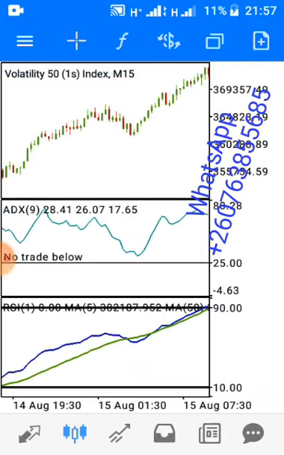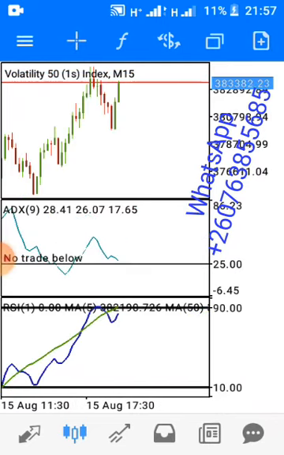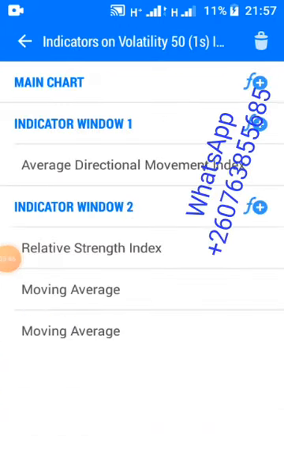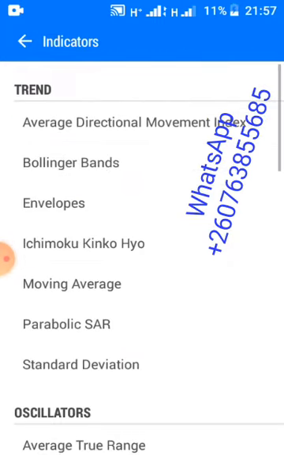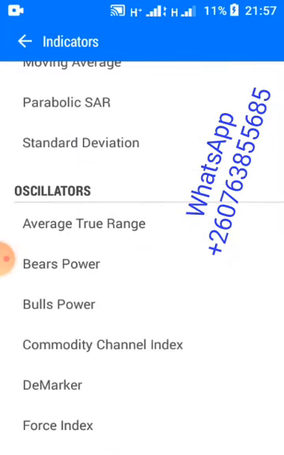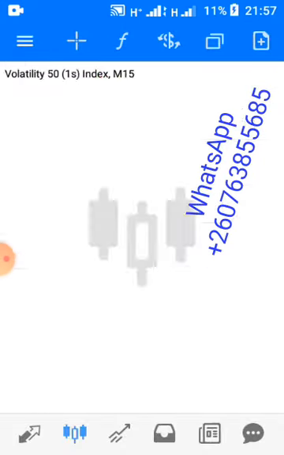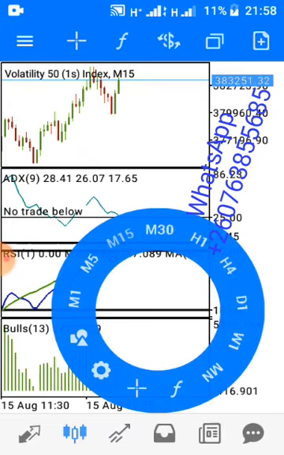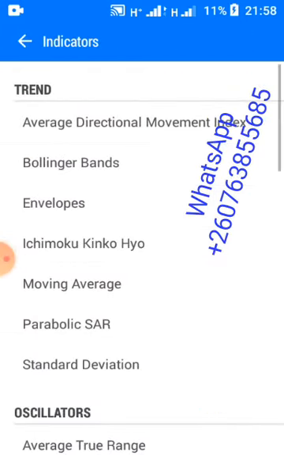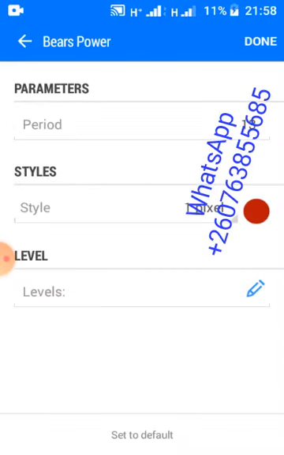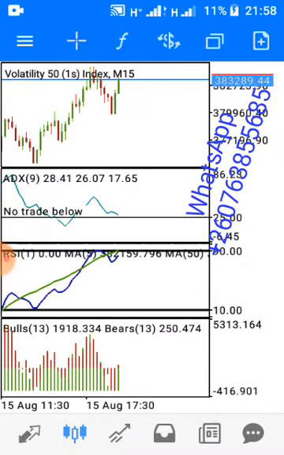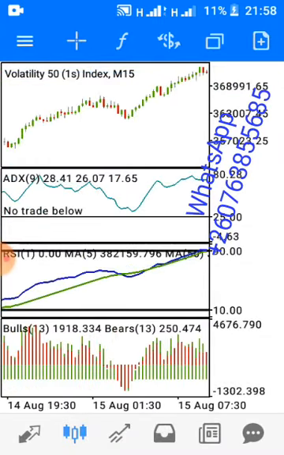Now the last thing to add is the bulls and the bears power. So we're gonna add to the chart the bulls 13, and the style should be green. And the bears, we add the bears as well. The period should be 13, and the style should be red. Okay, so this is going to come up.